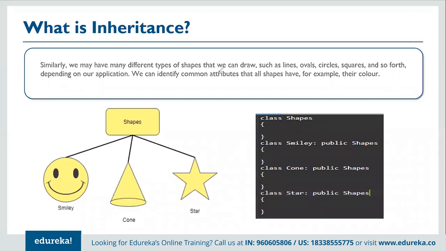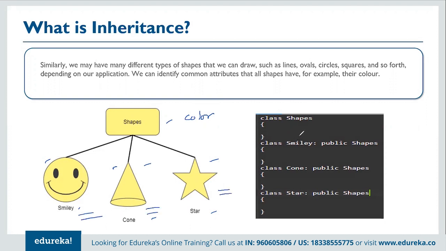Similarly, we may have different types of shapes that we can draw, such as line, oval, circle, square, and so forth. Depending on our application, we can identify common attributes that all shapes have, for example, color. So let's say I have this hierarchy in place where I have a shape, and there can be different kinds of shapes here. So I can define a method color, and this color is a method which gives colors to different shapes, that are the subclasses of the shape class. Now, since this method could be commonly used by all these subclasses, smiley, cone, and star, a good idea is to basically inherit the existing shape class. Smiley is also a shape, cone is also a shape, star is also a shape. So we can reuse what is existing and then additionally add more features in these individual subclasses.